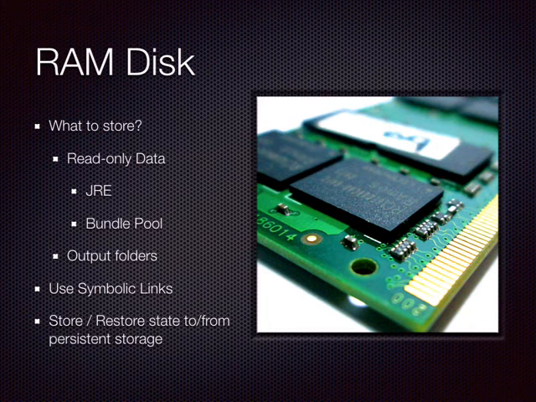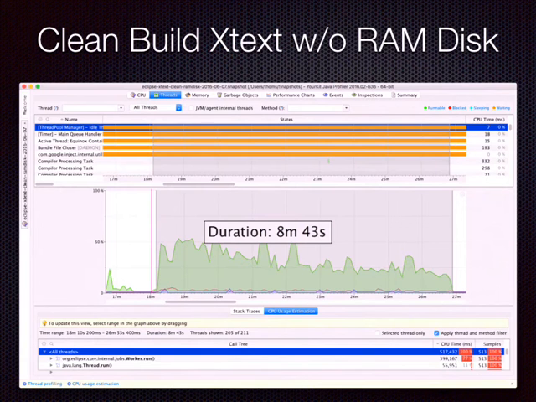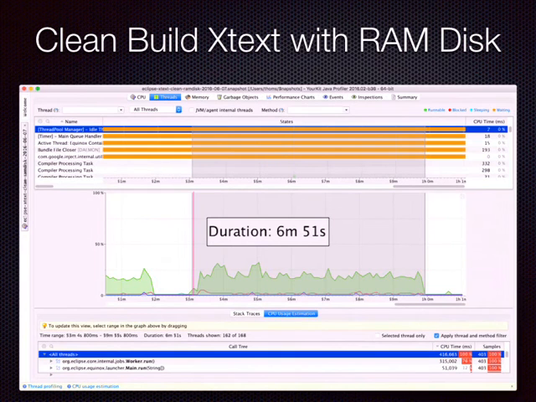I actually did a measurement with my Xtext workspace and did a clean build. This takes a huge amount of time. A full clean build takes almost 9 minutes for this workspace. And then I linked all the output folders to a RAM disk and saved 2 minutes. That's quite a lot. So it's worth investigating this.